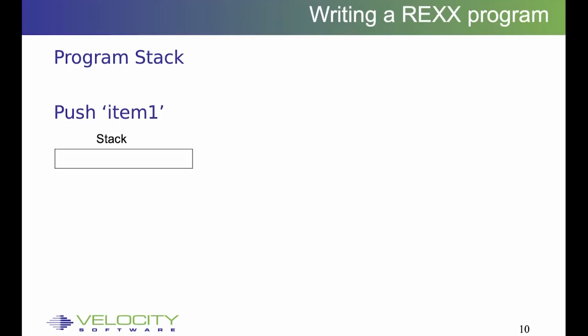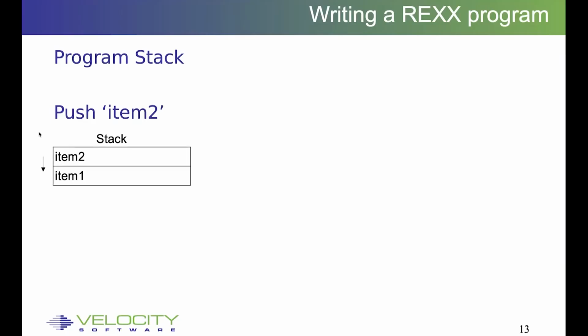So here's our program stack. This is just the memory area in your virtual machine. Right now, it is empty. If I push item 1 onto the stack, it's going to go into the stack as we would expect. If we now push item 2 onto the stack, item 1 gets pushed down, and item 2 is now at the top of the stack. Consequently, if we push item 3, items 1 and 2 get pushed down into the stack, and item 3 is now at the top of the stack.